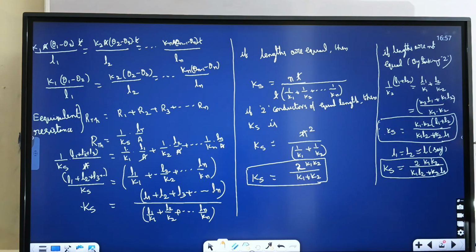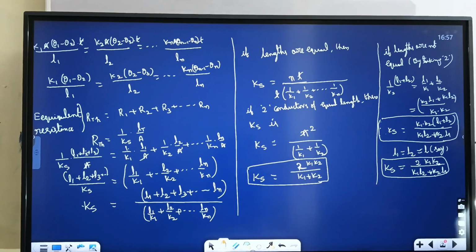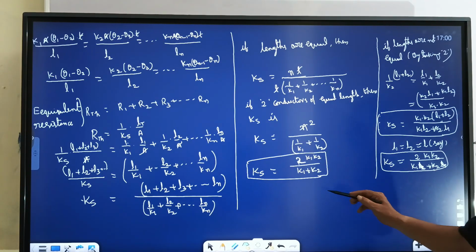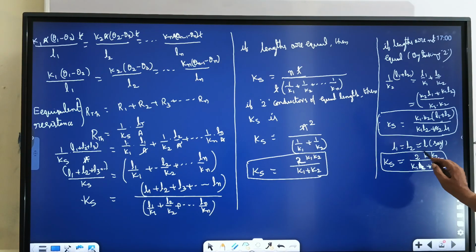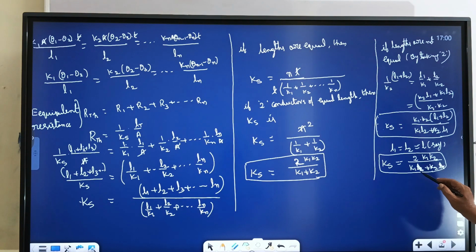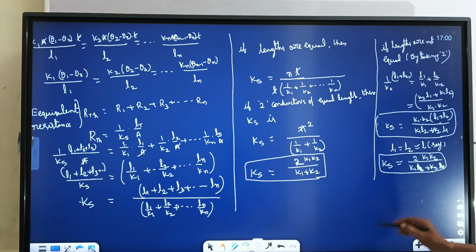Copy. Now see here, when lengths are equal, L1 is equal to L2 equal to L, then 2 K1 K2 over K1 plus K2 only, as L already cancels. Now understood? Okay.